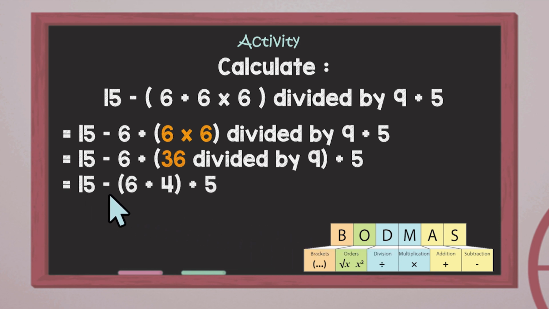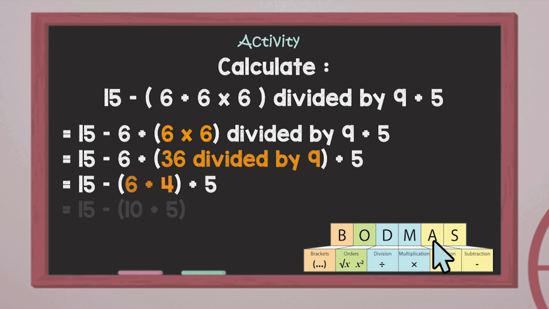15 minus 6 plus 4. Where did we get that 4 from? We had to work 36 divided by 9, and 9 can go into 36 4 times. So we close that bracket. Plus 5. Now we have 2 operations. Which one will we use? Addition or subtraction? Yes, we will use addition because addition comes before subtraction.